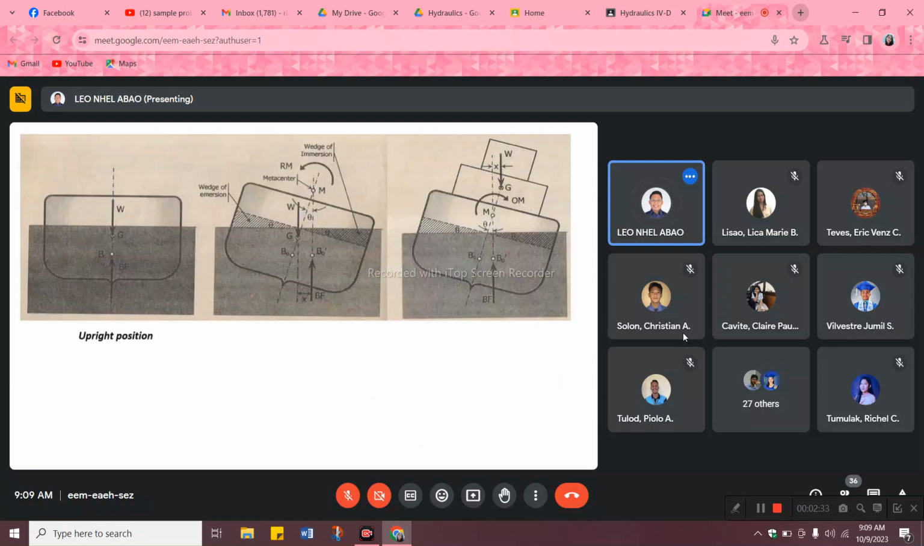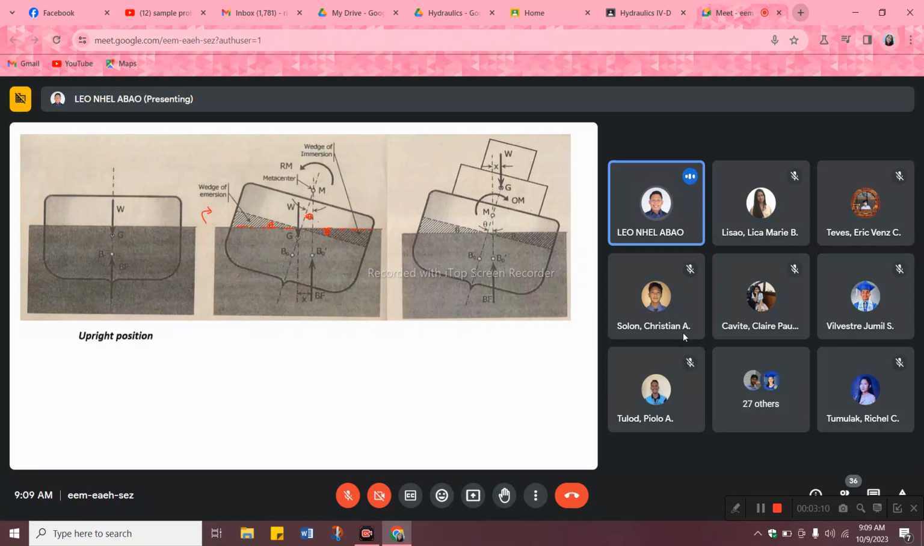So this one is the upright position. For the ship, it is upright, so it has not tilted or moved yet. As you can see here, we have W, G, BO, and BF. If the ship experiences tilting, let's say it tilts to the right, it makes an angle theta with the initial water surface. And by trigonometry, we know the angle theta is also here.